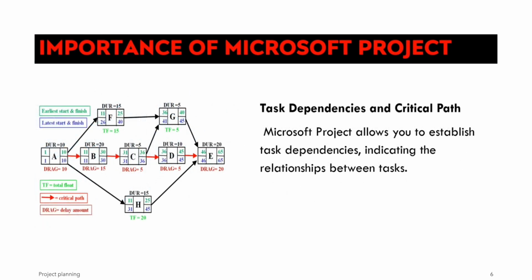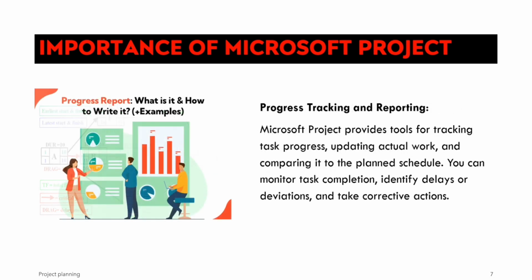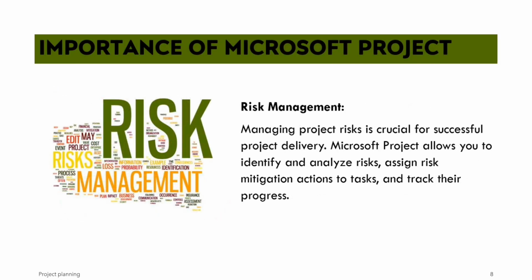And then we have task dependencies and critical paths. Microsoft Project allows you to establish task dependencies, indicating the relationship between tasks. We have project tracking and reporting. Microsoft Project provides tools for tracking task progress, updating actual work, and comparing it to the planned schedule. And then we have risk management. Managing project risks is crucial for successful project delivery. Microsoft Project allows you to then identify and analyze risk, assign risk mitigation action to tasks, and track their progress.